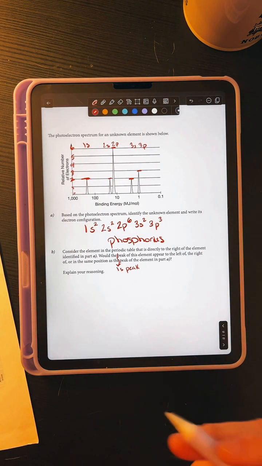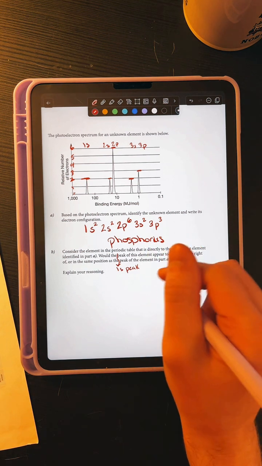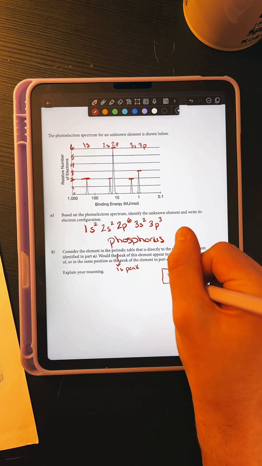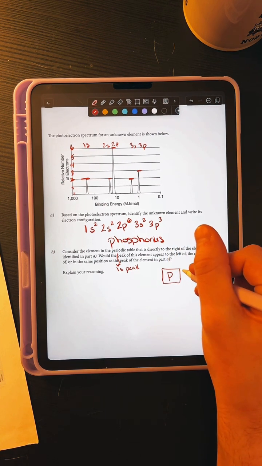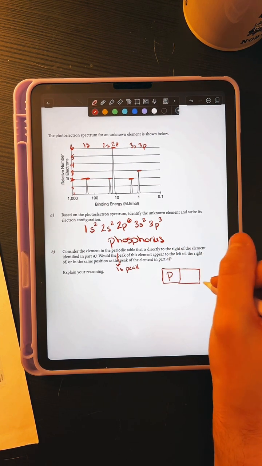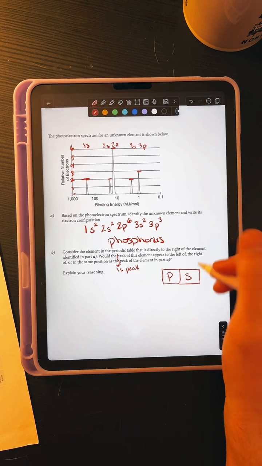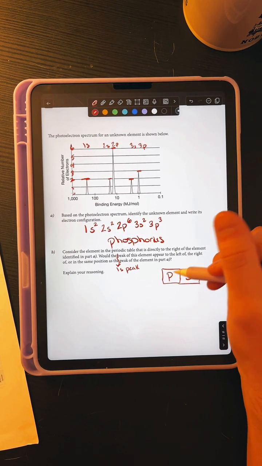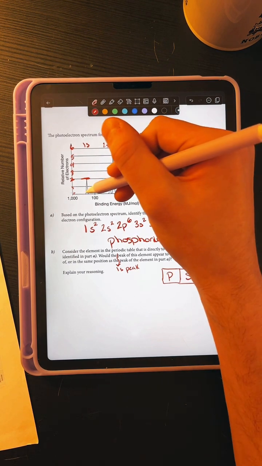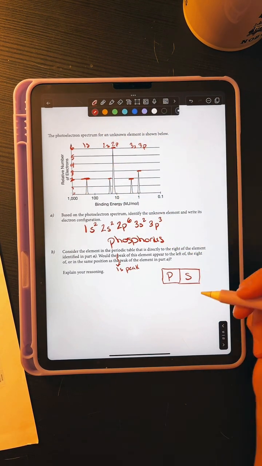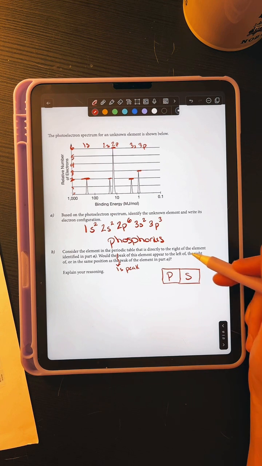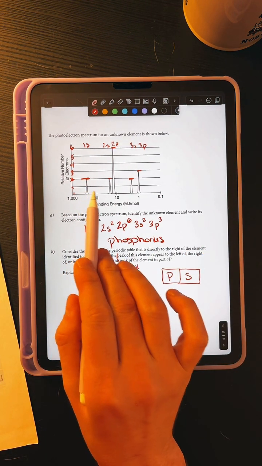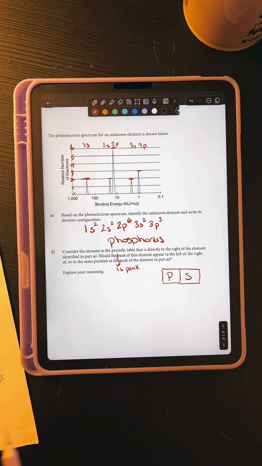So let's talk about what this is asking. So we have phosphorus on the periodic table. It's asking us to figure out the element directly to the right. Well, that's sulfur on the periodic table. But would its 1s peak, so we're talking about this peak here, be in the same position? Would it be to the right or to the left?